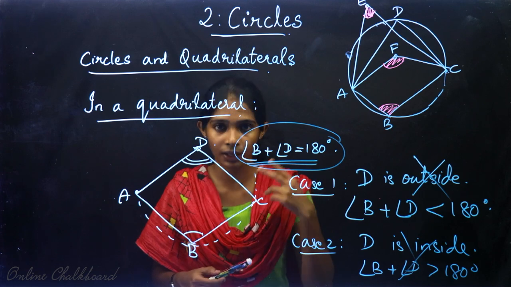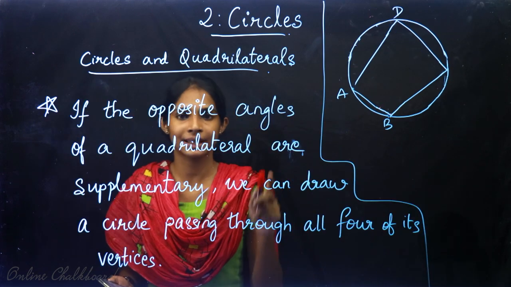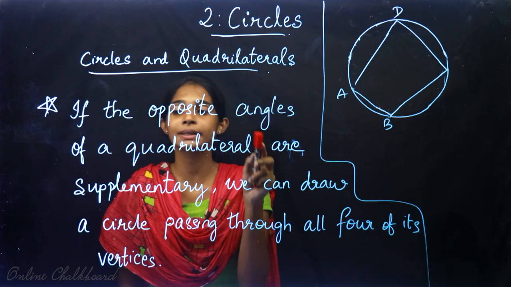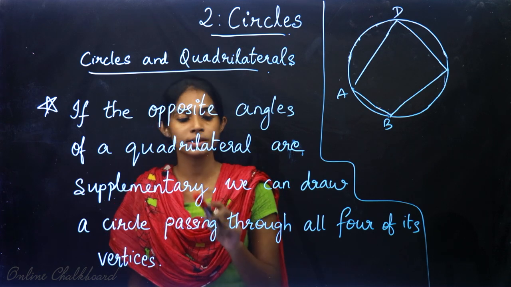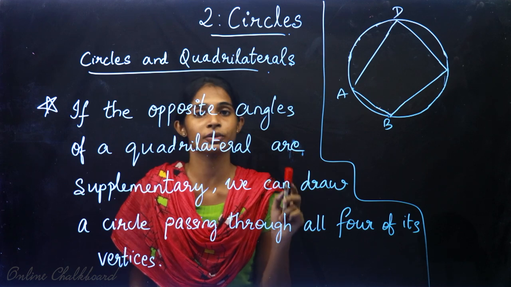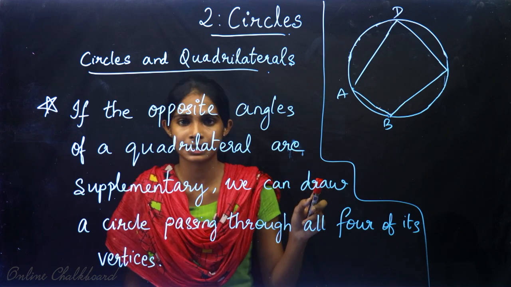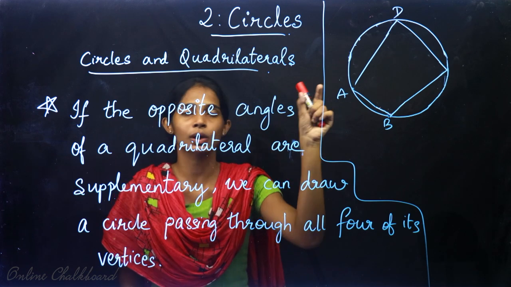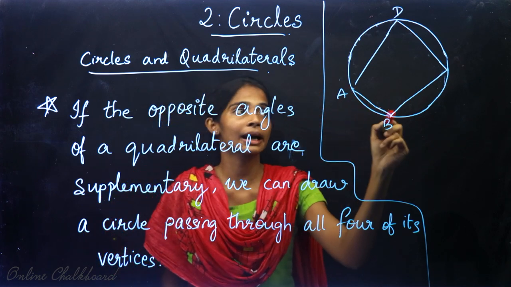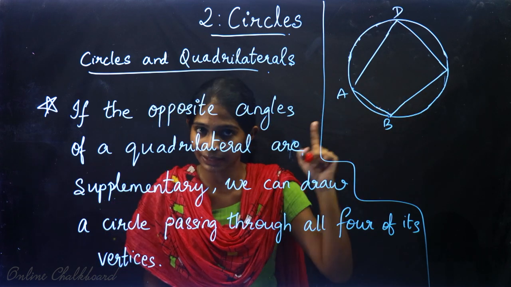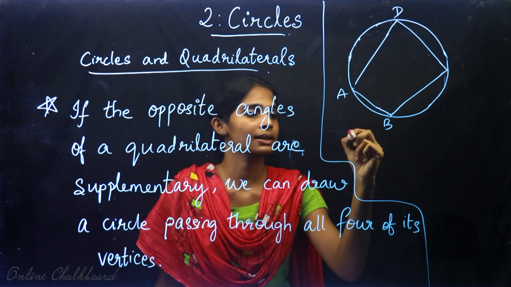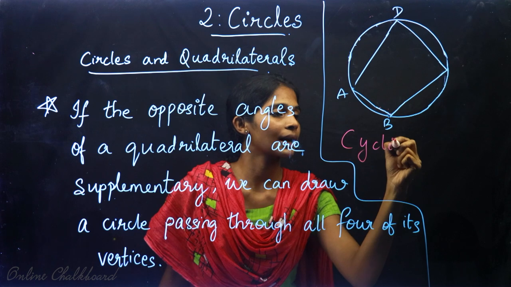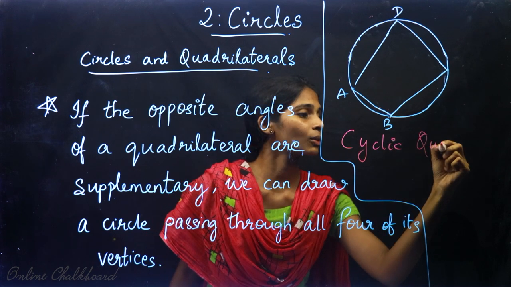So, we are going to learn our next theorem. If the opposite angles of a quadrilateral are supplementary, we can draw a circle passing through all 4 of its vertices. That's what we have learned. Now, this is a quadrilateral with 4 vertices on a circle. Such a quadrilateral is known as a cyclic quadrilateral.